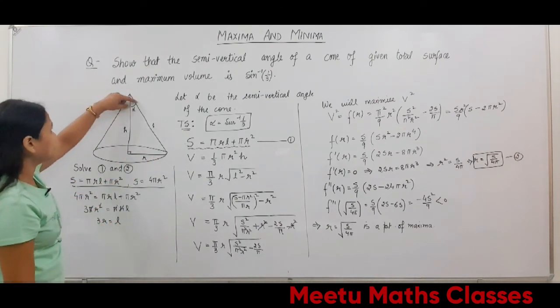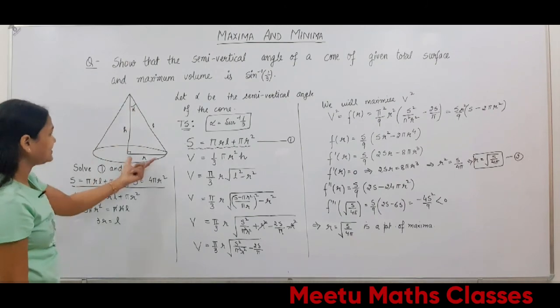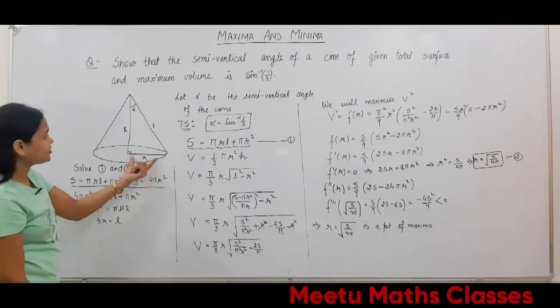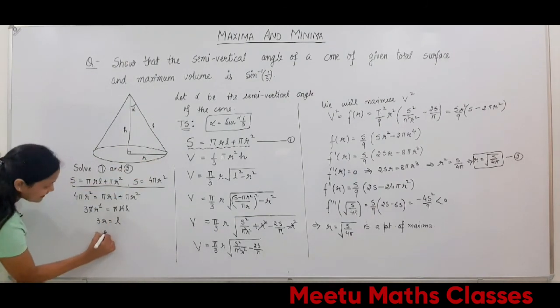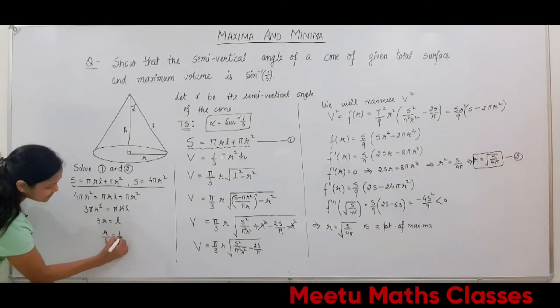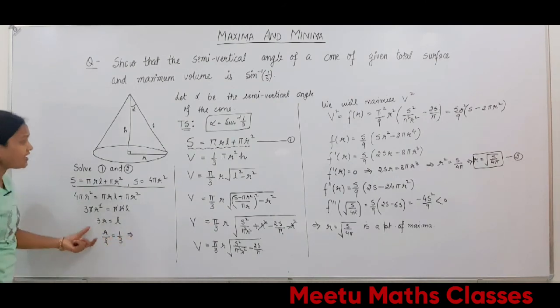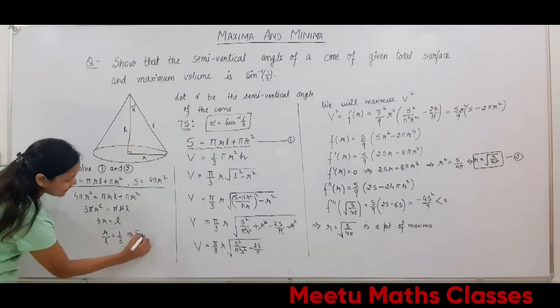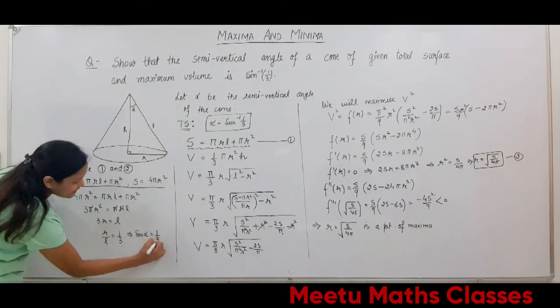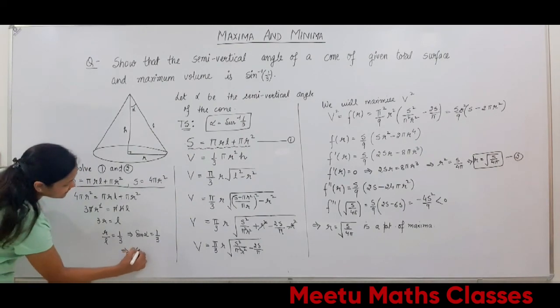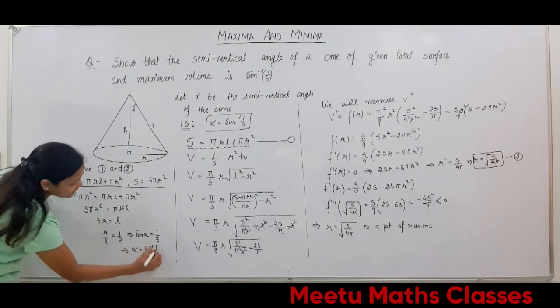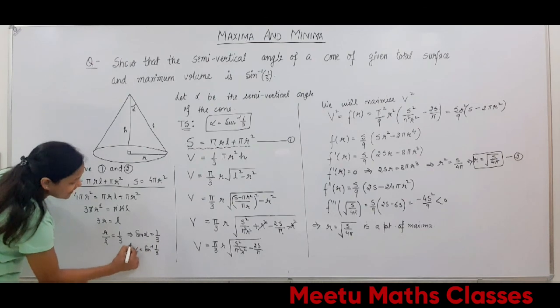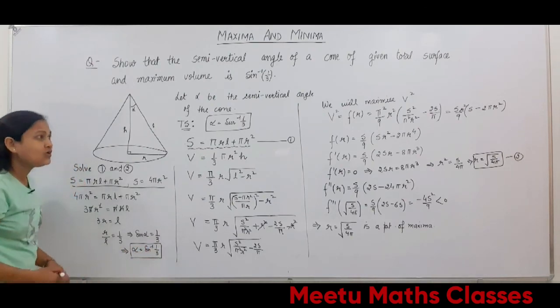Now to find the angle alpha, let us take a relation between r and l. So r upon l is equal to 1 by 3. What is r upon l? Perpendicular upon hypotenuse will give you sine of alpha is equal to 1 by 3, and your alpha will come out to be sine inverse of 1 by 3, and that is what you have to show.